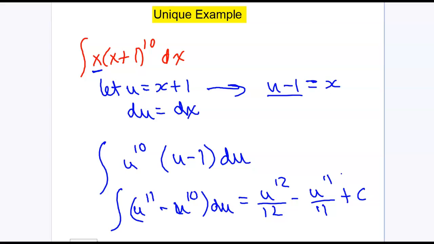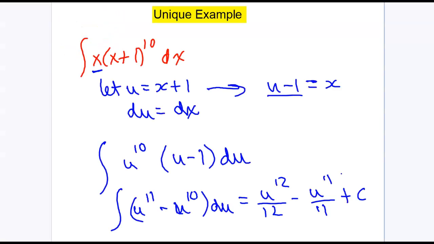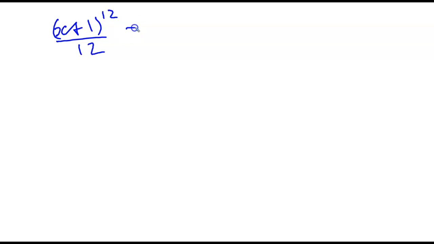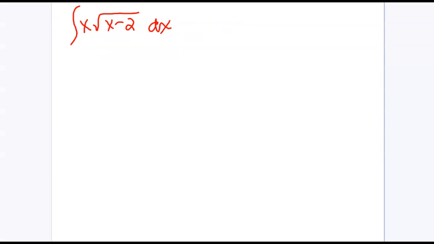And now I just resubstitute back in u, which was x plus 1. So it's going to be x plus 1 to the 12 over 12 minus x plus 1 to the 11th over 11 plus a constant. That would be my final answer. Okay, I want you to pause the video and give this one a try.